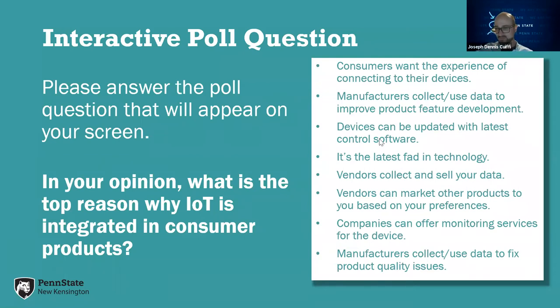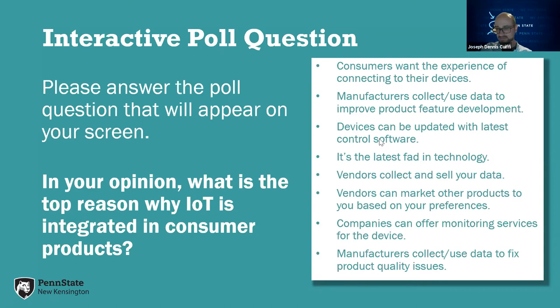Manufacturers collect used data to improve product features development. That is the winner. It looks like the loser is the latest fad in technology, which actually makes me laugh a little bit because of all the things I've seen. I see that companies want to throw IoT in their product just because everyone else is doing it and they think that they should. So I would have almost put this up there. No one thought about it here. When it comes to consumers want this, oh, I'm surprised even one person said yes. I mean, oftentimes it's more annoying to do this stuff. Oh, why would I need that connected to the internet? I don't want to do that.